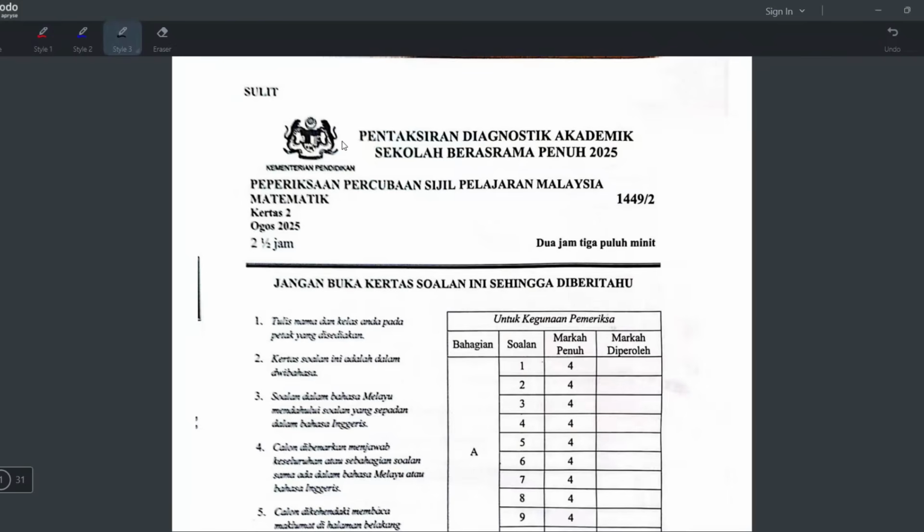Okay, this video I'm doing a maths paper. This is the SBP trial, Sekolah Asrama Penuh. This is the trial 2025 Mathematics Kelas 2. I already did the paper 1. This video I'll be doing the paper 2 lah.